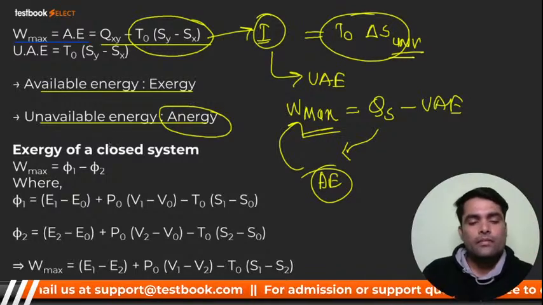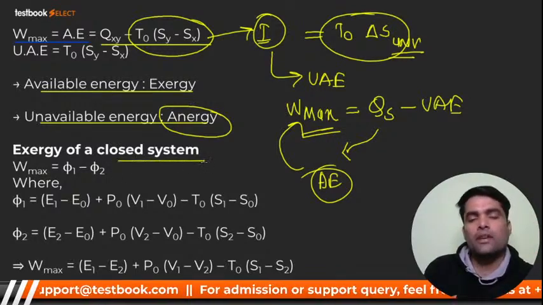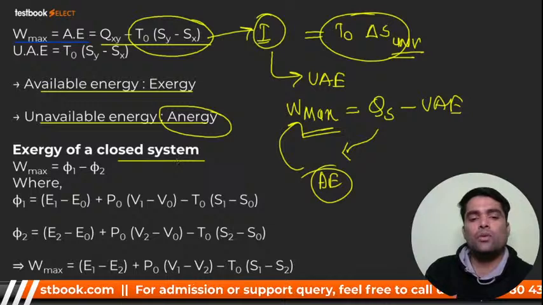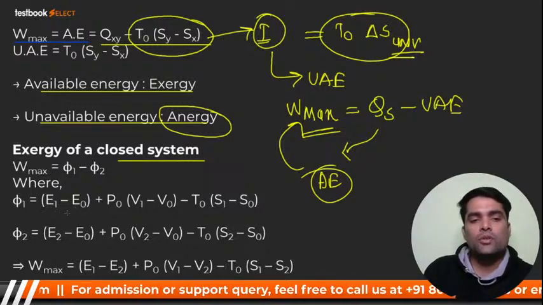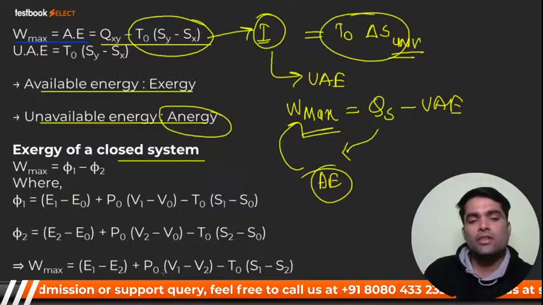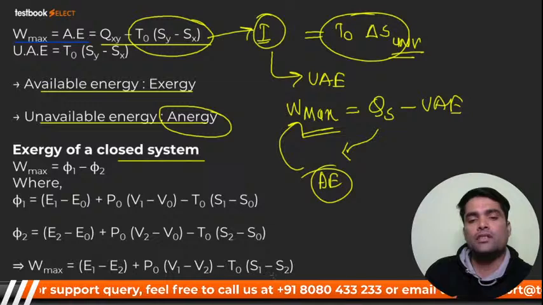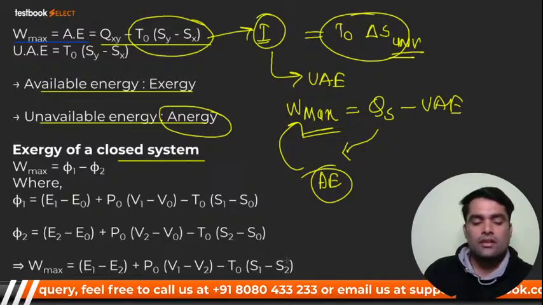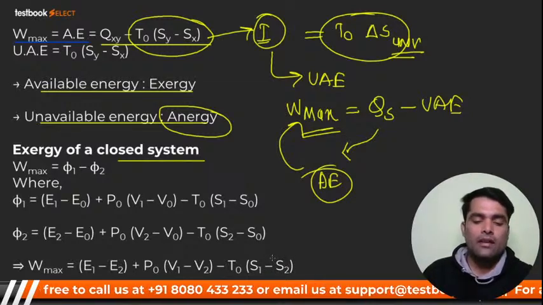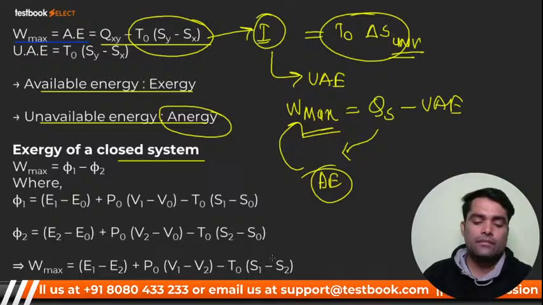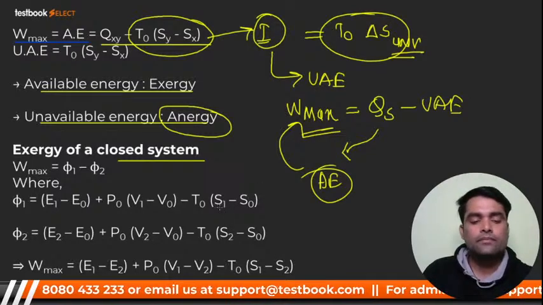Okay, now my dear, we are going to discuss about exergy of a closed system. Exergy of a closed system की बात करें, so my dear, it should be what, E1 minus E2 plus P naught into V1 minus V2 minus T naught into S1 minus S2, इसके बराबर होगा ये. Okay, I hope you got it बच्चा पार्टी here.